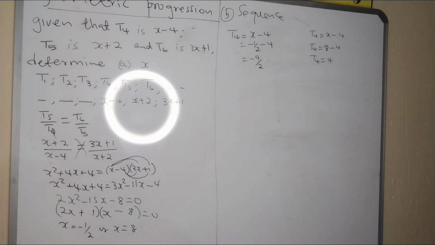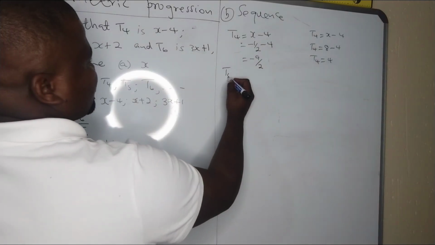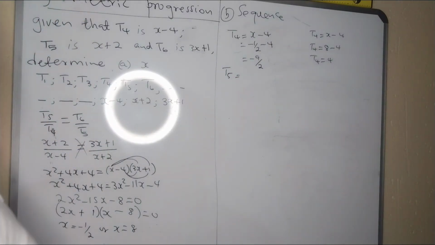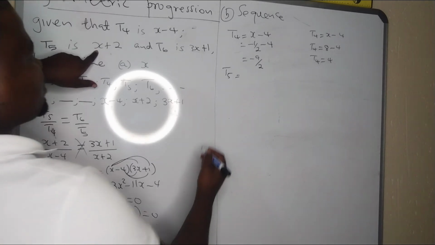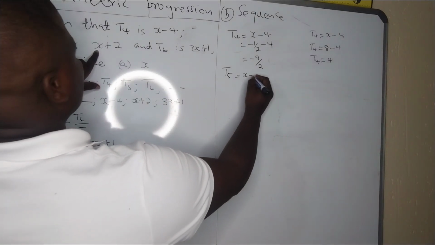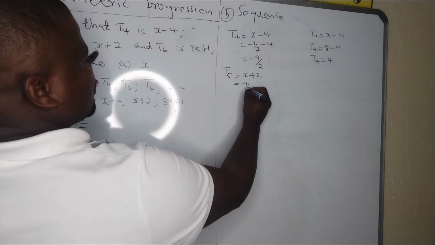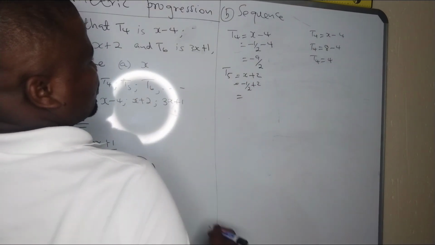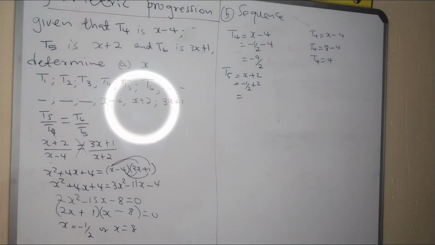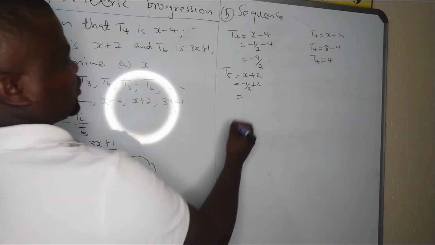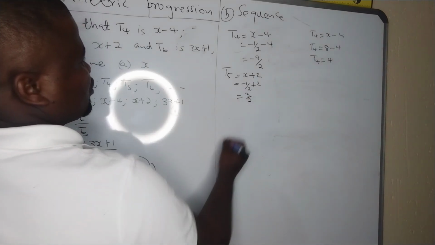Now, what is it that you need? Because you want to get your term 1, your term 2, your term 3. Let's say you get T5. When I substitute negative 1 over 2, T5 is going to be x plus 2, which is negative 1 over 2 plus 2. You can see that the answer there is going to be 3 over 2.